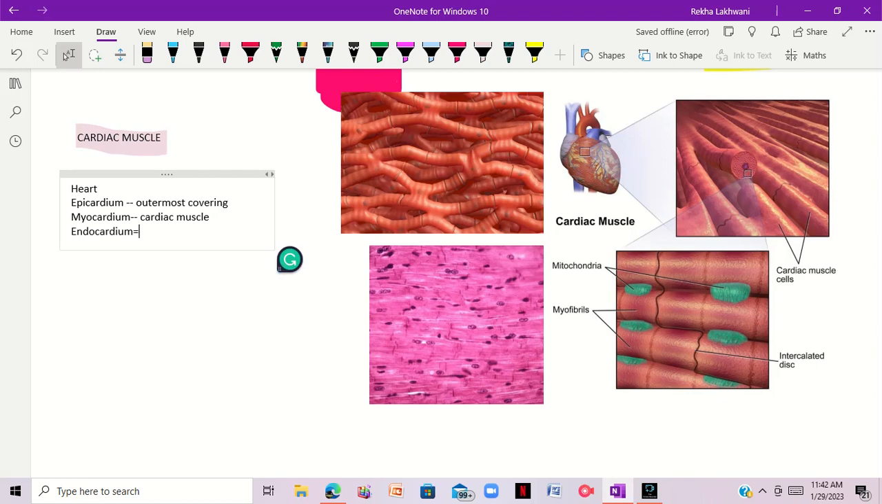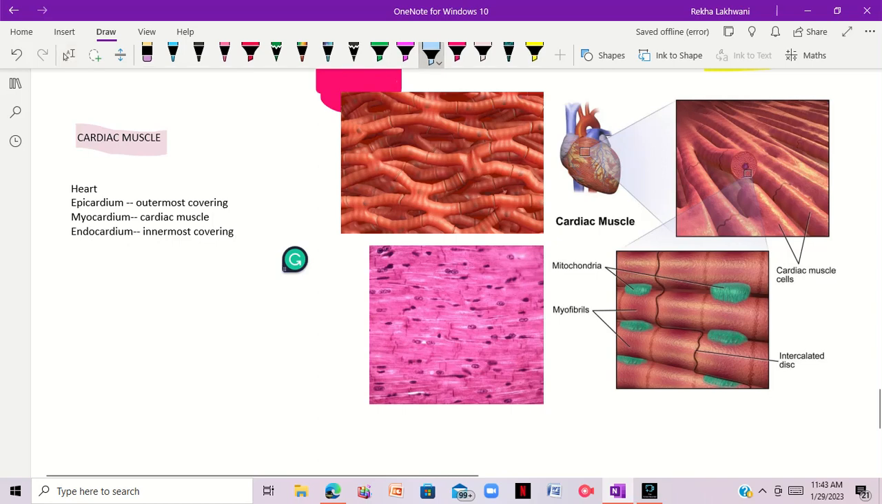The endocardium is basically the innermost covering of the heart. So basically these cardiac muscles are present in the myocardium. Now let's look into the structure of these cardiac muscles.